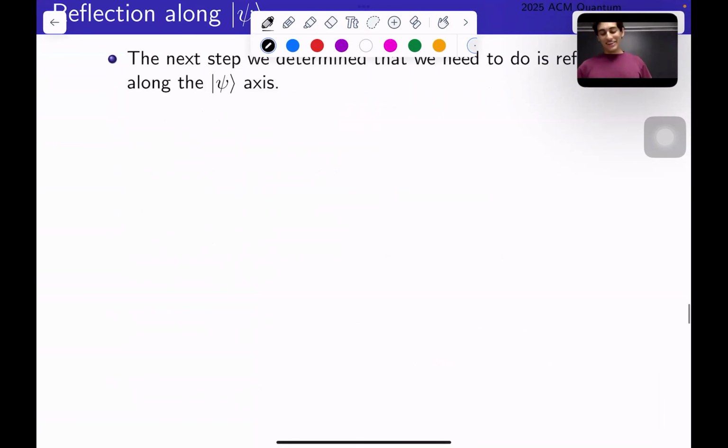All right. So next step is to reflect along psi. Again, this psi that we're reflecting around is a uniform superposition. It's what we got from just applying Hadamard gates to the 0 state. So that's what this solid line is right here. So we need to reflect around that. I think I just give you the thing, yeah.